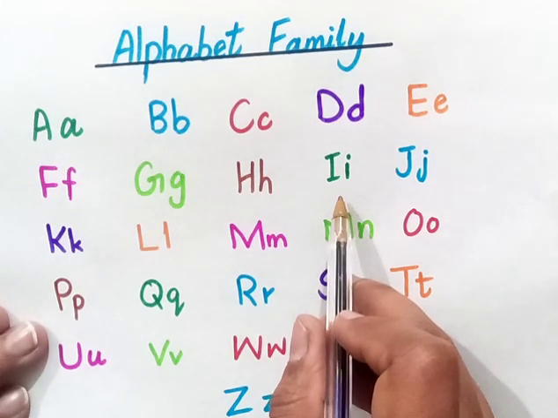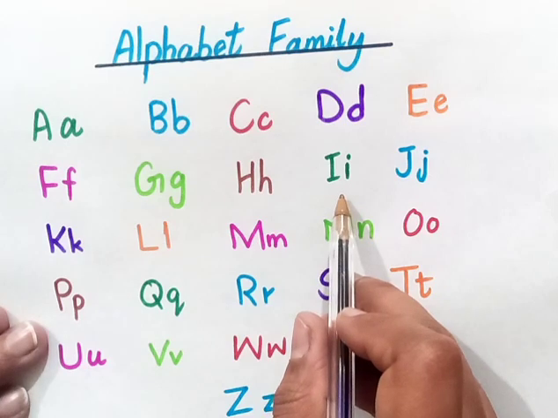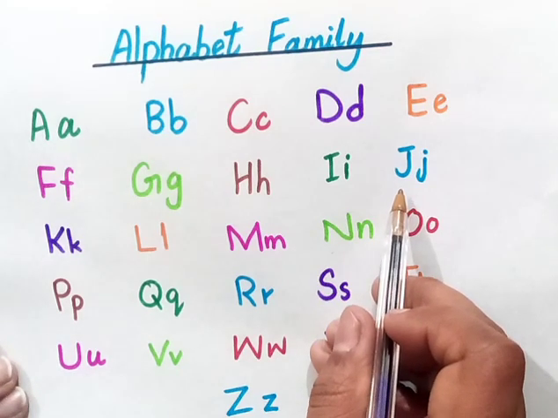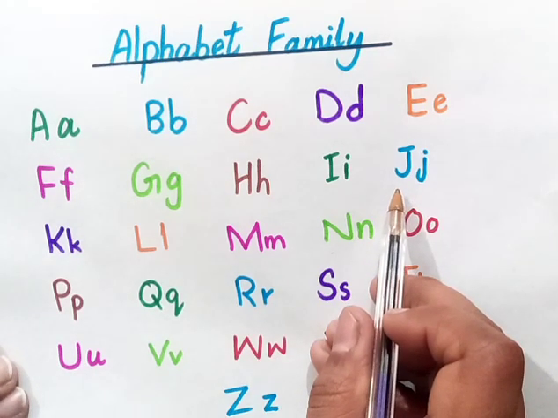Which letter is this? I. The sound of I is E. E. J. The sound of J is J. J.